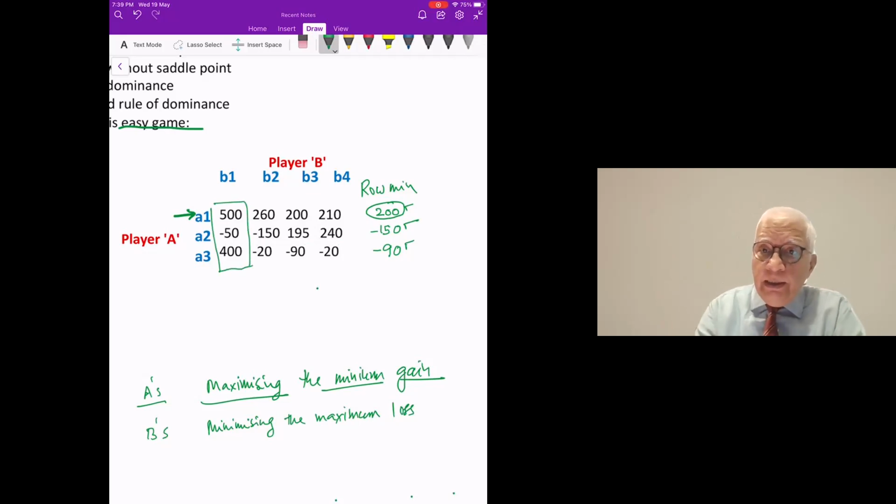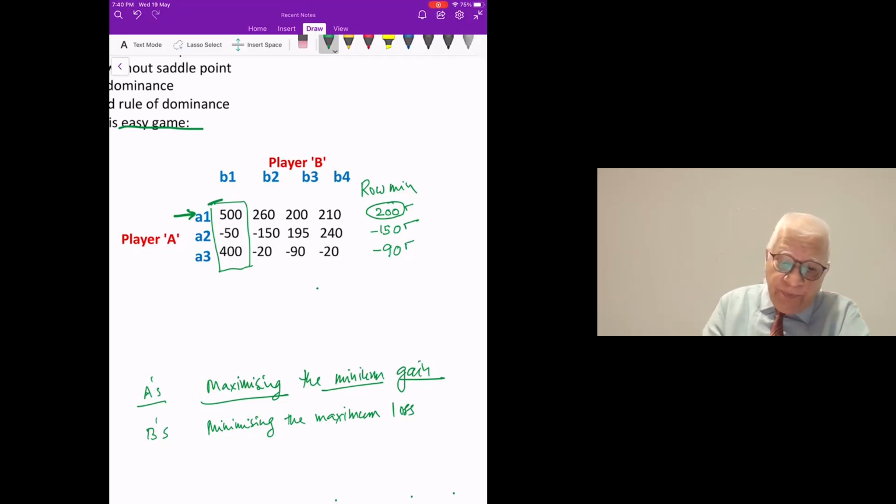Now player B is thinking of strategy B1 and the resultant payoffs from strategy B1, provided A is playing either A1 or A2 or A3. What is the maximum loss from strategy B1? What is the highest number in strategy B1? The highest number in strategy B1 is 500. So if I, as player B, play strategy B1 and A plays strategy A1, the maximum loss to me would be 500.